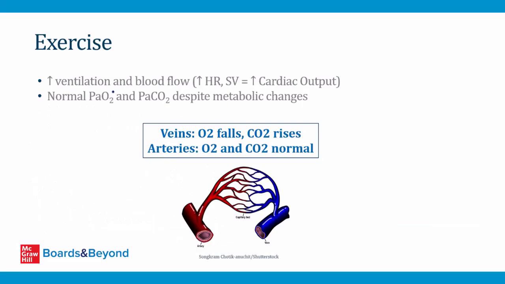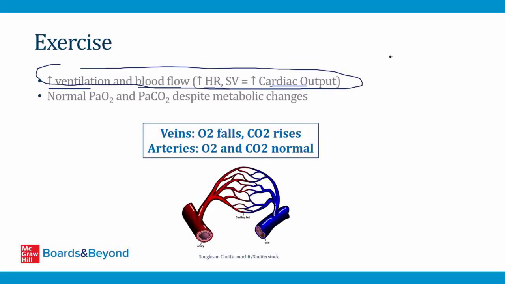So just to make this very clear, because this is an important point to understand, with exercise, your ventilatory rate goes up, and also your blood flow increases. Because of sympathetic nervous system activation, heart rate and stroke volume go up, and the cardiac output goes up. So all of these things, more blood flow and more ventilation, allow the body to maintain a normal O2 level and a normal CO2 level, despite the fact that more O2 is being consumed by tissues and more CO2 produced. So what you want to remember is what I've summarized here in this box. In the veins with exercise, O2 falls and CO2 rises compared to the levels you would see without exercise.